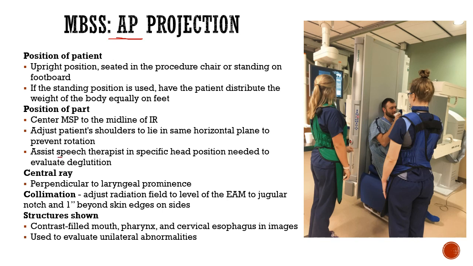You're going to assist the speech therapist in the specific head position to evaluate deglutition. We're going to center our central ray perpendicular to the laryngeal prominence. We're going to adjust the radiation field to the level of the EAM to the jugular notch and 1 inch beyond on the skin edges on the sides. So this image is going to show a contrast-filled mouth, pharynx, and cervical esophagus and is used to evaluate unilateral abnormalities.